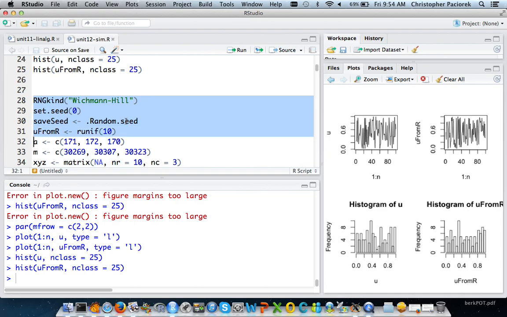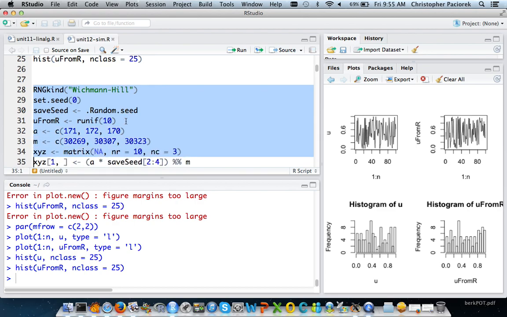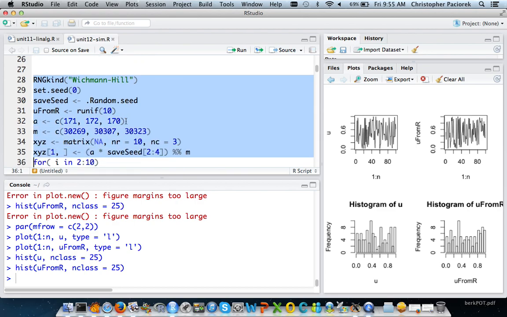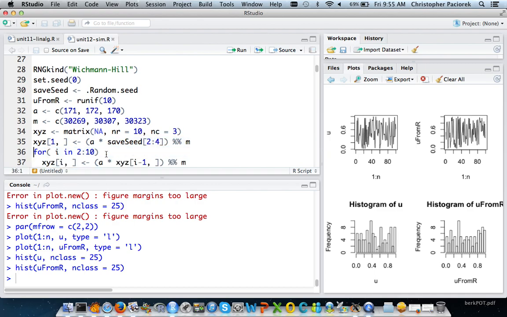And what am I going to do? Well, I'm going to generate 10 random numbers from R's default approach. And then I'm going to code up my own Wichmann-Hill generator myself and do it manually. But the way that I'm going to do it is I'm going to start with the seed that I saved from R's random number seed.